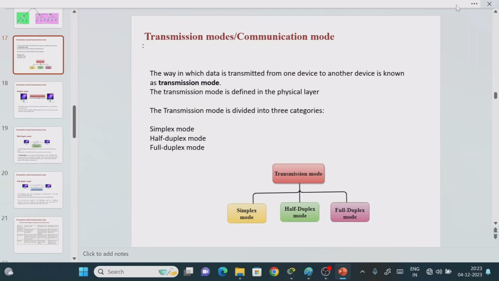Hello guys, welcome back. In today's lecture, we are going to see the different types of transmission modes or communication modes in computer networking. First, we'll try to understand what is the meaning of transmission mode or communication mode.